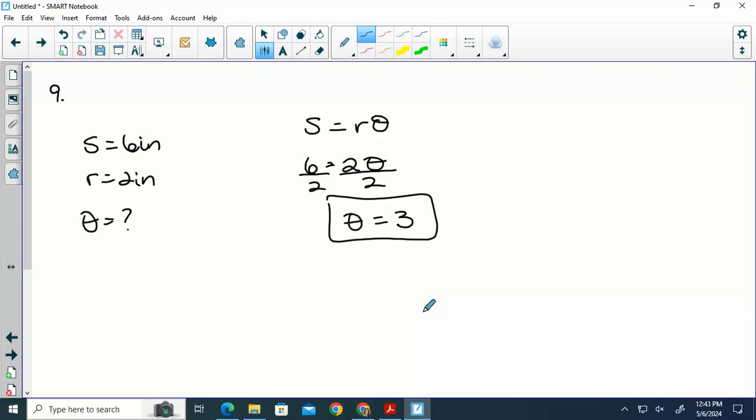Remember, on these formulas, the number you put in has to be radians and the number you get out is always radians. If I asked you to turn that into degrees, what would you do? Times 180 over pi. 180 over pi.